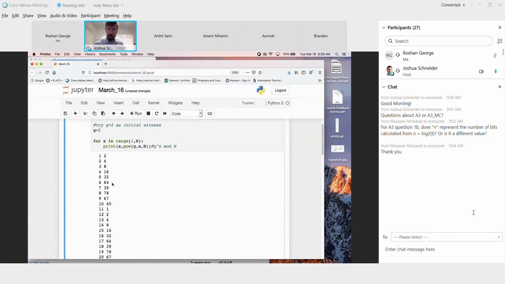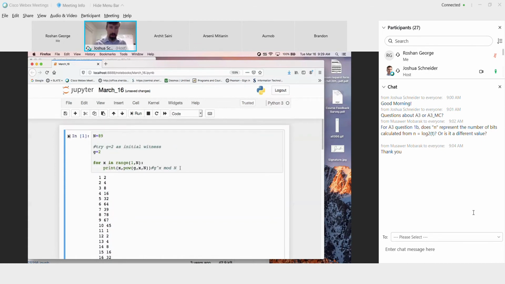So there's an example. We were talking about what is a possible sub period, right? If you have g to the t equal to 1, where do you have to look in between? For the number 89, it turns out we have to look at 11, and we found it here. So we conclude that g equal to 2 is not an appropriate choice. I'll just put this in the comments: conclude that g is equal to 2 is not a valid witness.